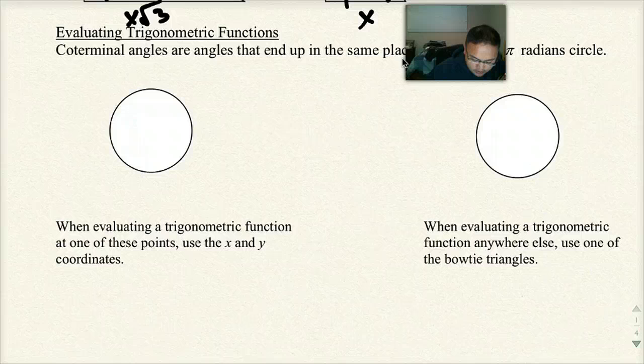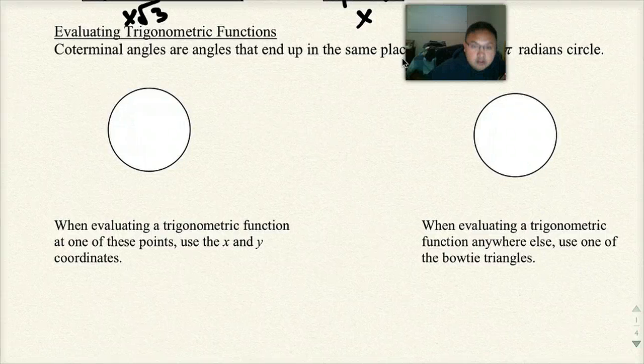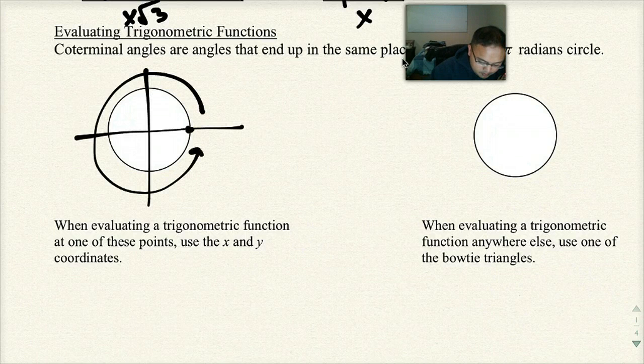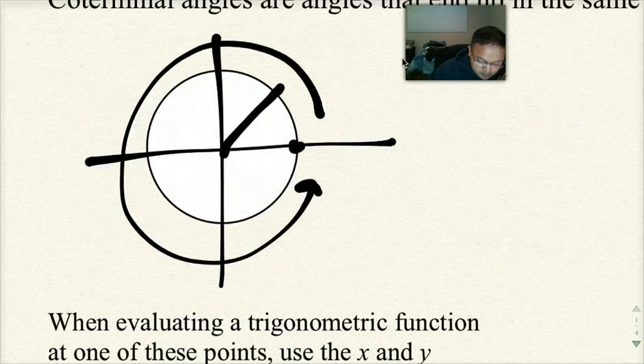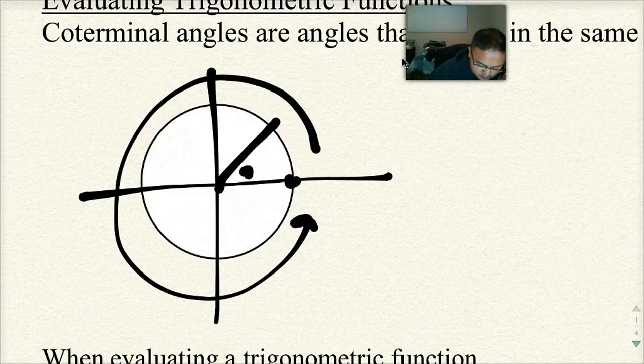Evaluating trig functions. Coterminal angles are angles that end up in the same place in 360 and 2 pi. So basically, as you go all the way around, you get the same angle. We always start, let me make an axis here, at 0 and go all the way around to 360. For example, let me make this bigger for you. Let's just say this is 30 degrees, right?